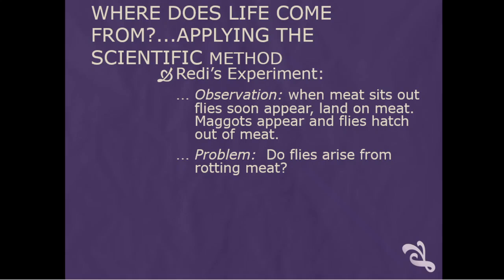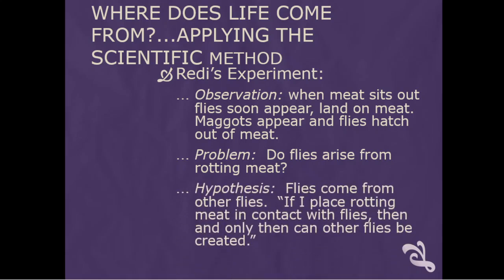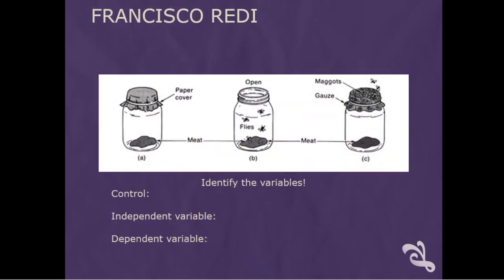So the problem is, do flies arise from rotting meat? So then he created his hypothesis, and his hypothesis was flies come from other flies. If I place rotting meat in contact with flies, then and only then can other flies be created. So he set up an experiment where he had rotting meat, and some were exposed to flies, and some were not. Did they both get flies? So this is what he set up.